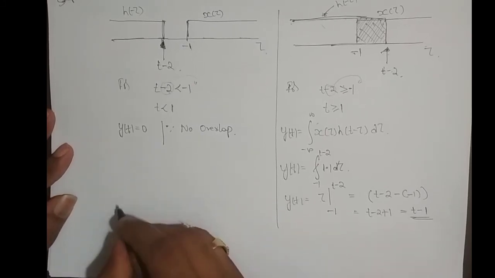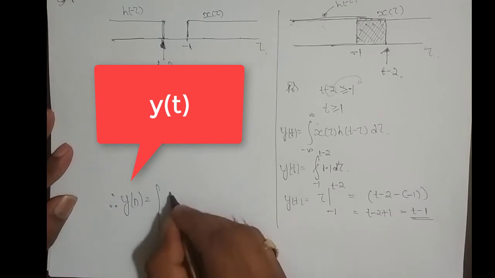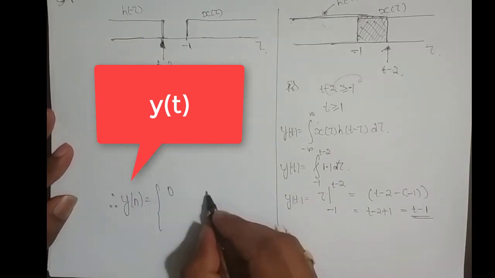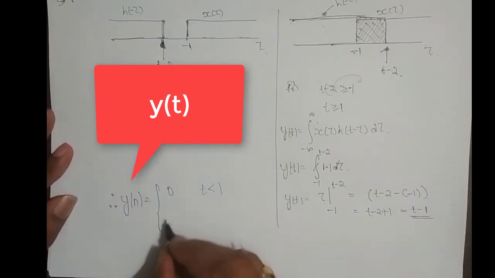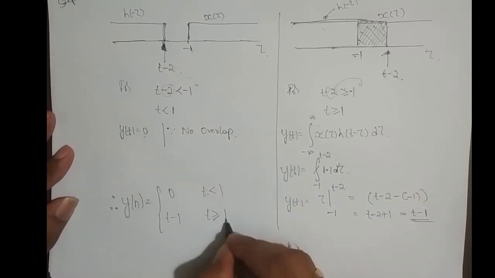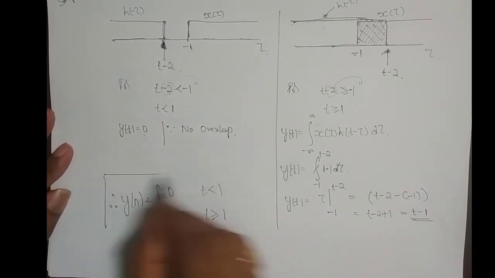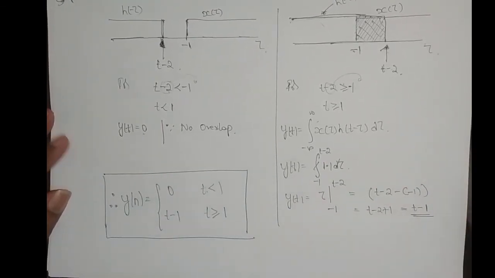Therefore, what is the combined output? Y of t is equal to 0 for t less than 1, and equal to t minus 1 for t greater than or equal to 1. This is the output from the LTI system.